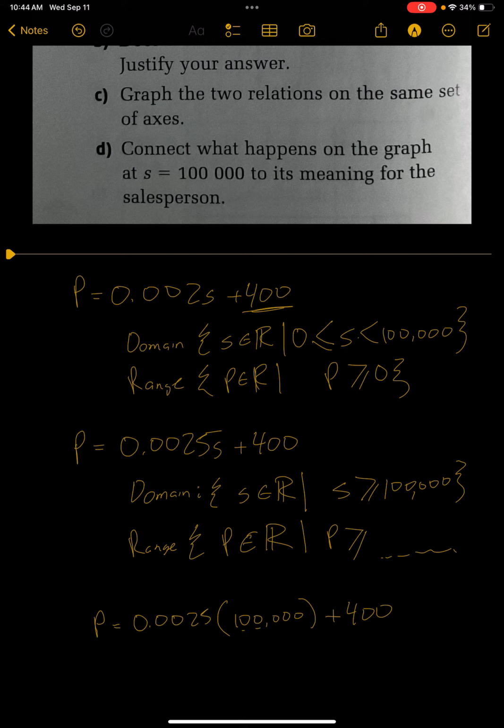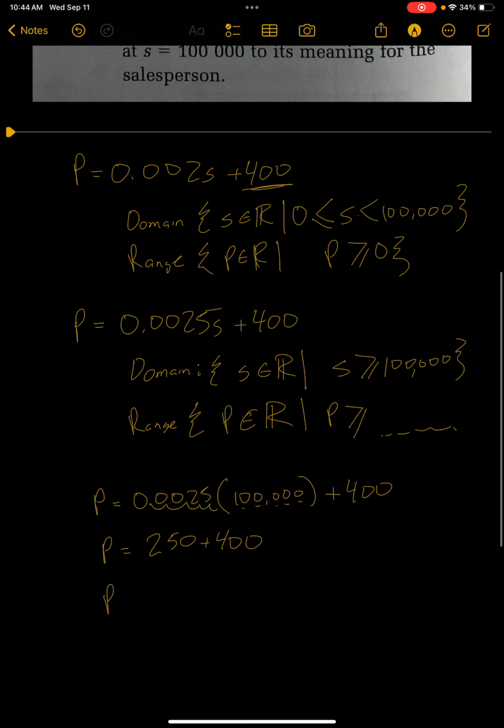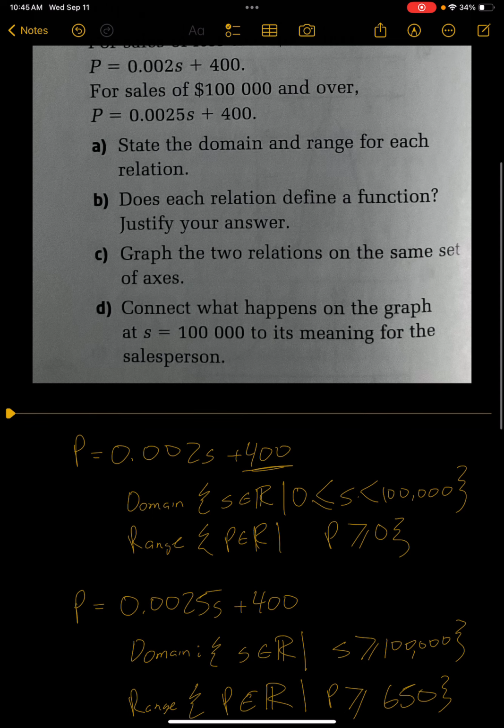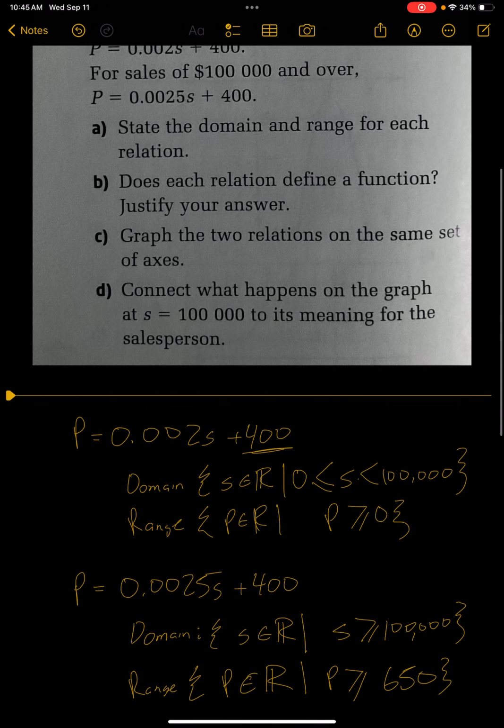And what this means is we have 1, 2, 3, 4, 5 zeros, so we're going to move the decimal 1, 2, 3, 4, and 5. So P equals 250 plus 400. And the answer to that is P equals $650. So as long as P is greater than or equal to 650, that's our range. Okay, so that's our first part. Does each relation define a function?